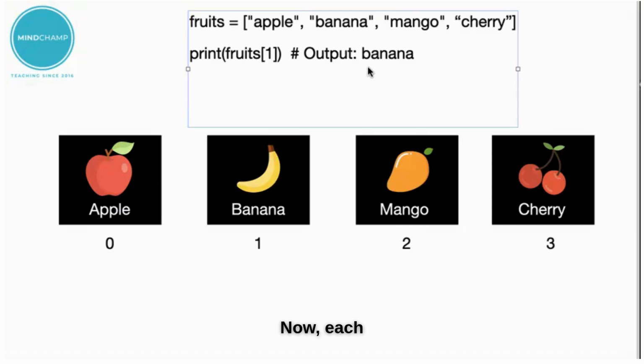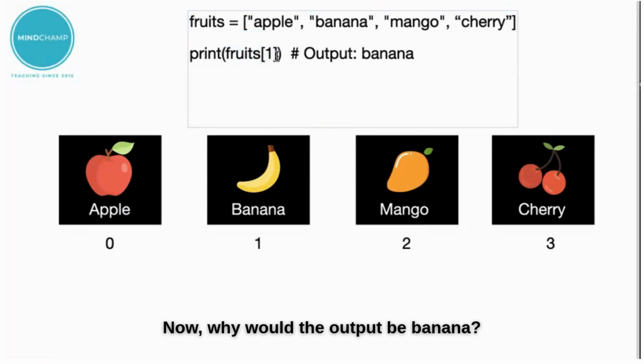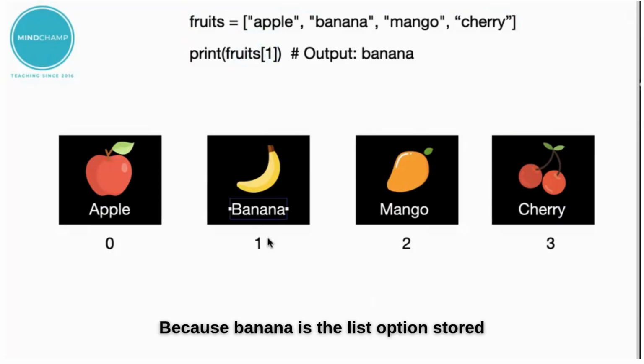Now each item in a list is given an index. That index is a number and it starts with 0. And each item in the list can be accessed using its corresponding index number. For example, in this line of code, fruits[1]. Now, why would the output be banana? Because banana is the list item stored in index 1, since the index starts with 0.